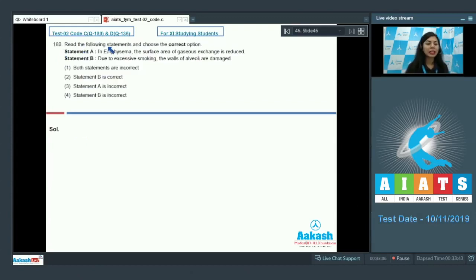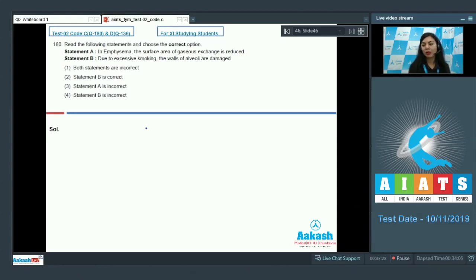Question 180, students. Read the following statements and choose the correct option. Statement A reads, in emphysema, the surface area of gaseous exchange is reduced. Statement B, due to excessive smoking, the walls of alveoli are damaged. And the combinations of correct and incorrect are given.